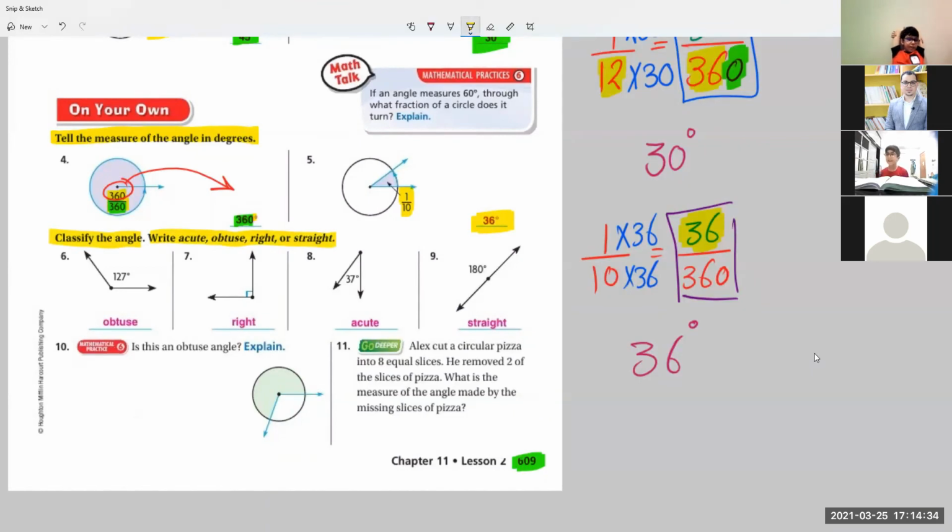The superpower of math. Great. The superpower of math.